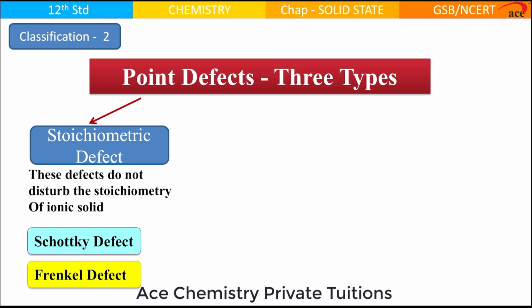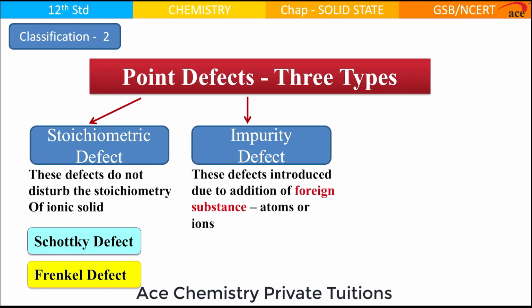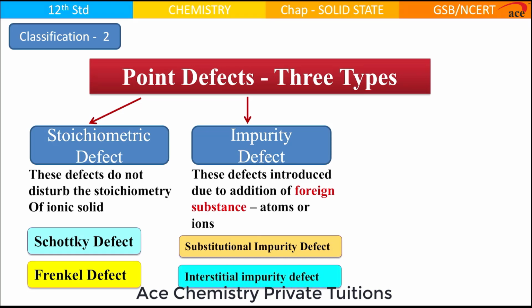The next category of defect is impurity defect. The name itself indicates impurity is added by human beings. So, these defects are due to addition of a foreign substance, which can be either an atom or an ion. Impurity defects are of further types: substitutional impurity defect and interstitial impurity defects. Many times the name tells you more about the defect itself.